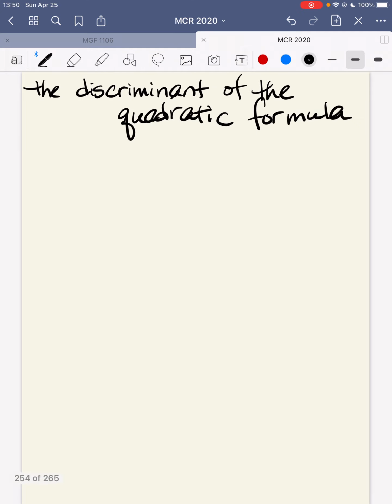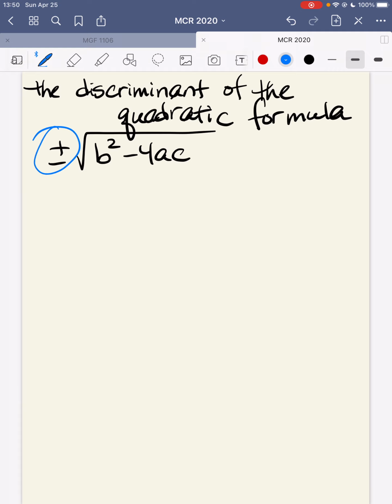Now, as far as the discriminant of the quadratic formula, what we are looking at is the part of the quadratic formula that's the plus or minus the square root of stuff. In this case, it's b squared minus 4ac, where those a, b, and c are coming directly from some sort of quadratic equation, right? And now you know where the plus or minus came from. It came from the fact that we actually can have a positive version and a negative version.